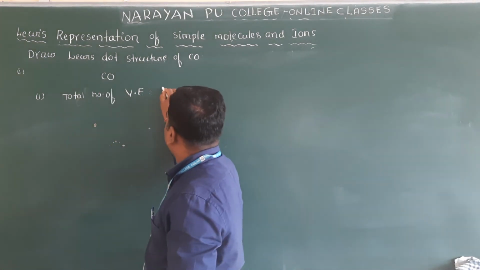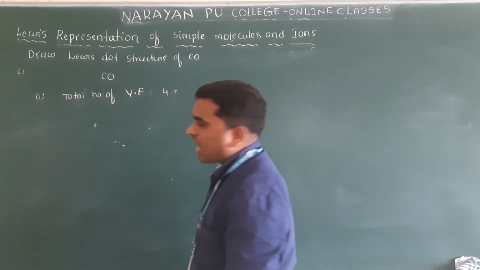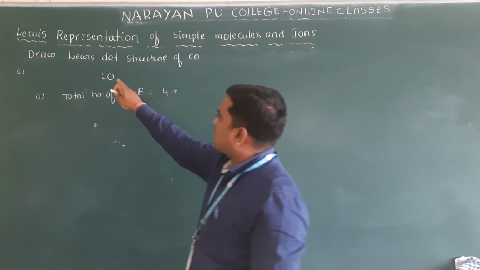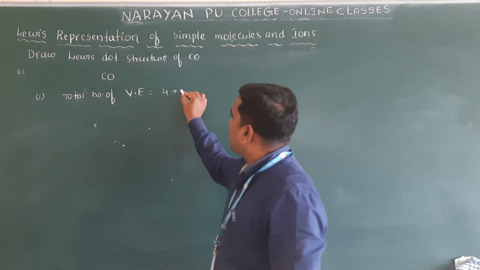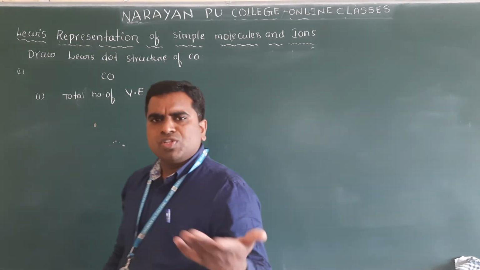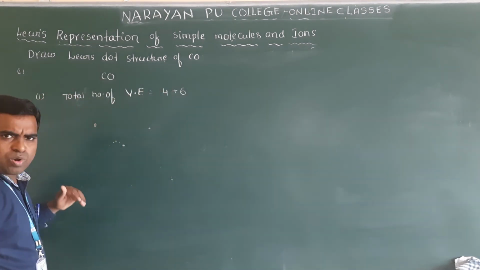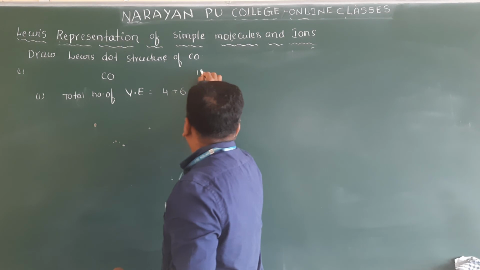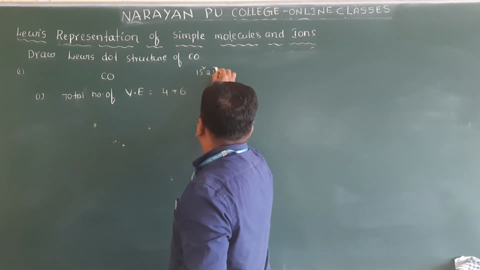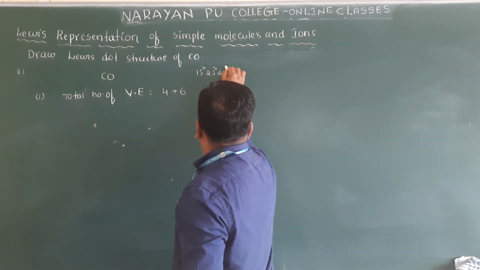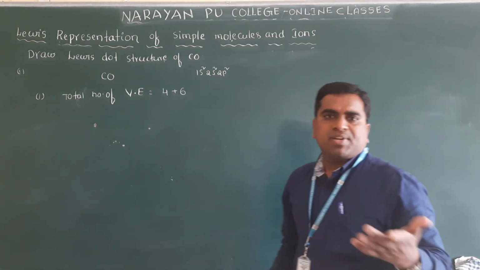For carbon, how many are there? 4. Oxygen belongs to which group? Sixth group, so 6. If you don't know the group, you just write the electronic configuration. Carbon, atomic number 6: 1s2, 2s2, and 2p2.